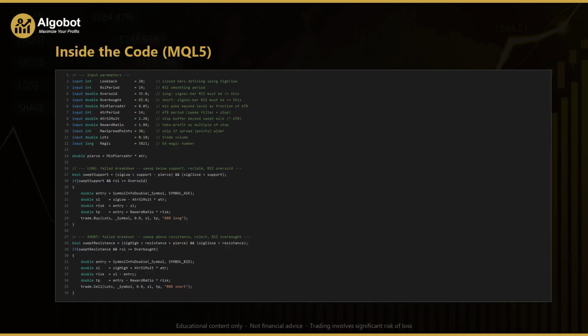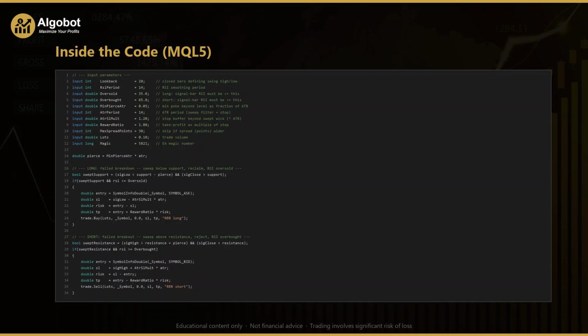Now look at the long block. The Boolean called sweptSupport is true when the signal bar's low is below support minus the pierce buffer, and the signal bar's close is back above support. That's the failed breakdown in one line. The if statement then adds the condition that our RSI is at or below oversold. When both are true, entry is taken at the ask, the stop loss is set just below the signal bar's low minus the ATR buffer, risk is the distance from entry to stop, and the take profit is entry plus reward ratio times that risk. Then trade.Buy places the order.